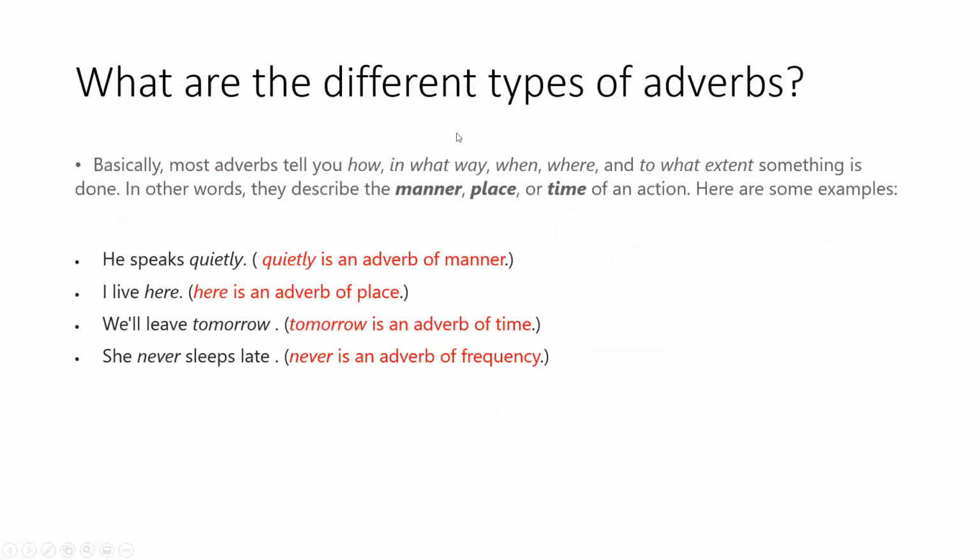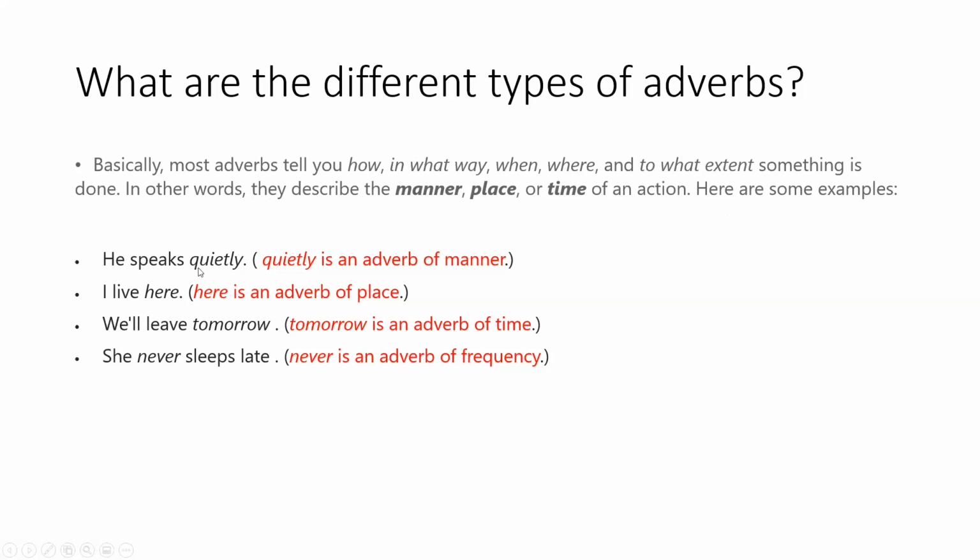What are the different types of adverbs? Well, basically most adverbs tell you how, in what way, when, where, and to what extent something is done. In other words, they describe the manner, the place, or the time of the action. Here we have some examples.